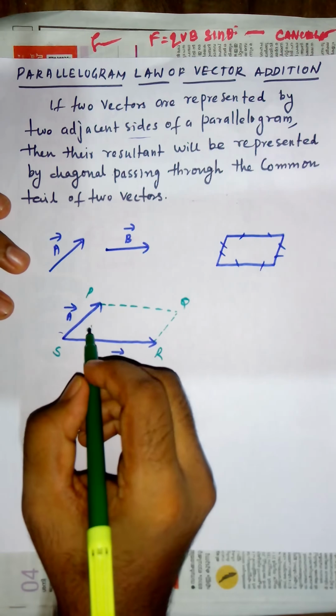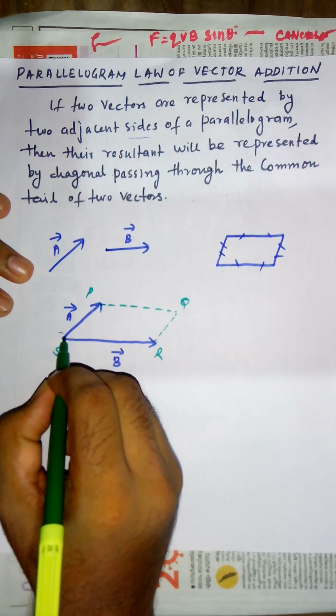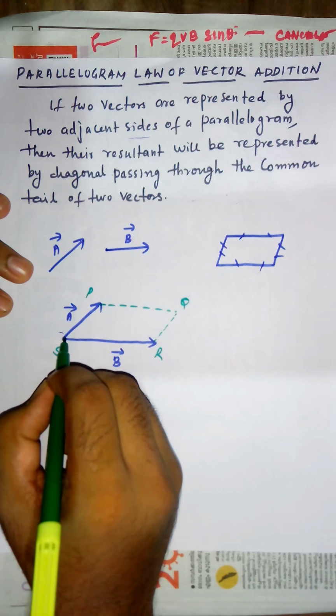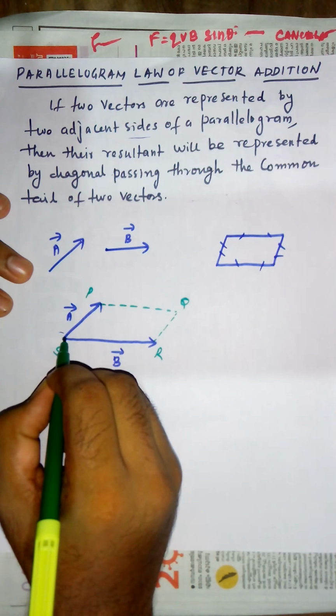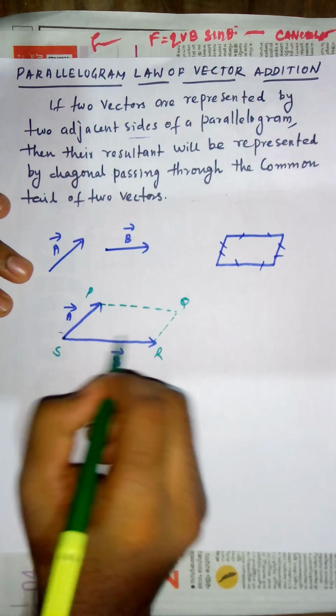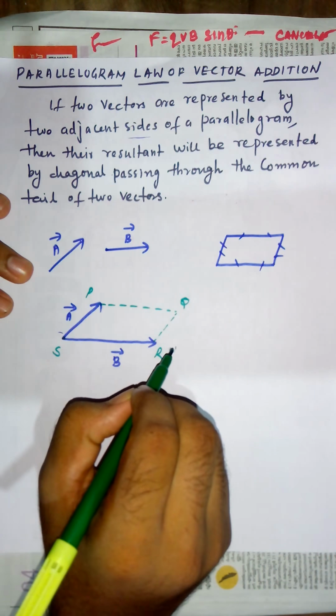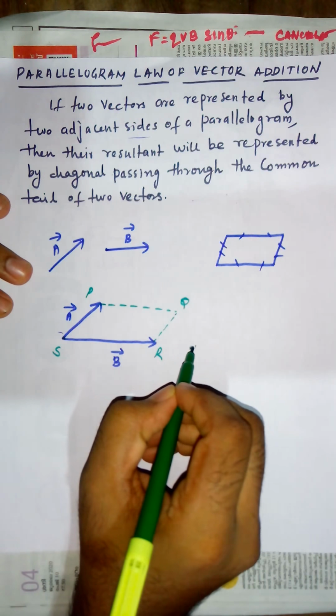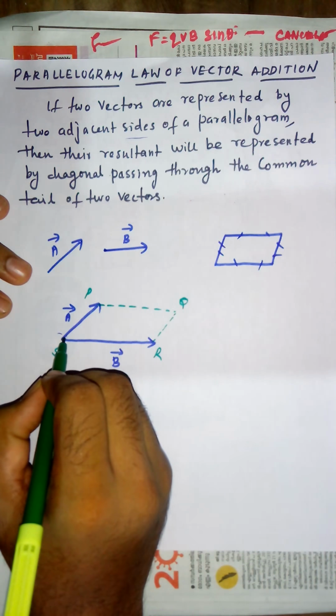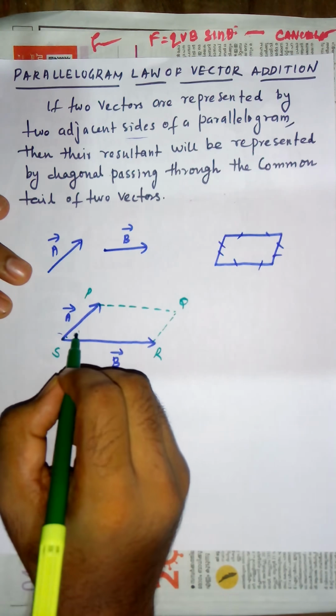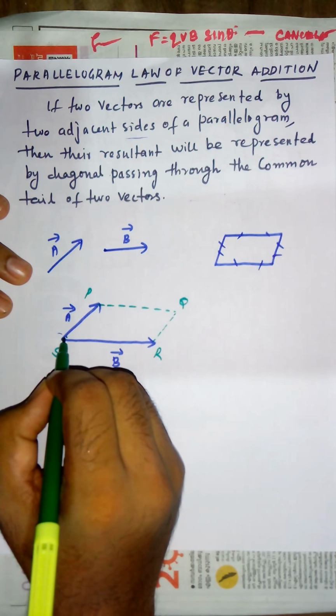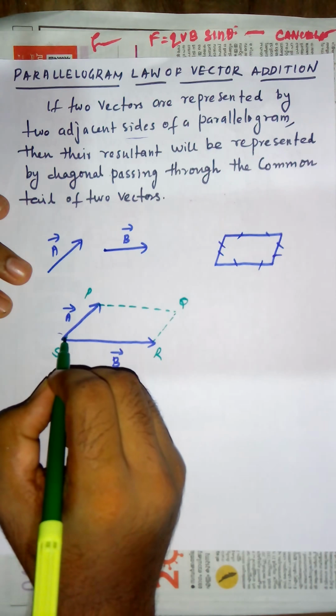And now the diagonal which is drawn through the common tail, okay, common tail diagonal, two diagonals can be drawn, but the diagonal which we are considering is the diagonal which is passing through the common tail, or which is starting from the common tail of the two vectors.